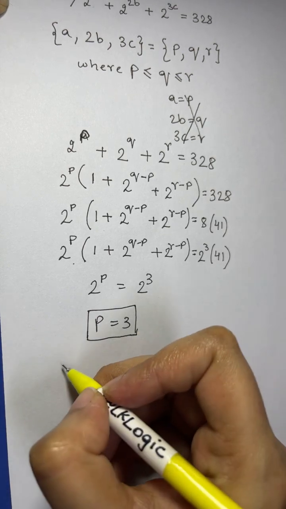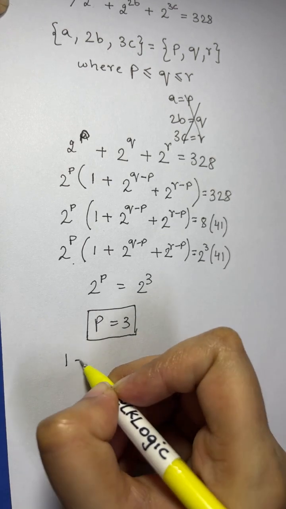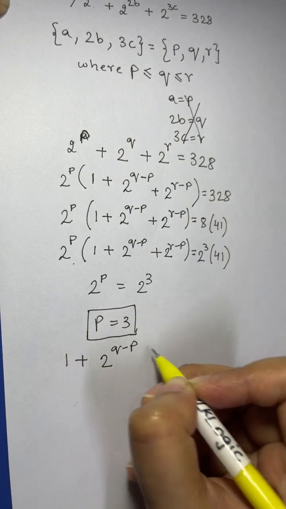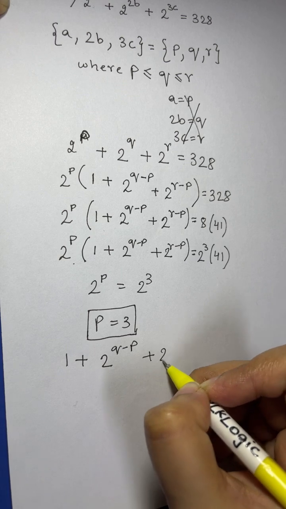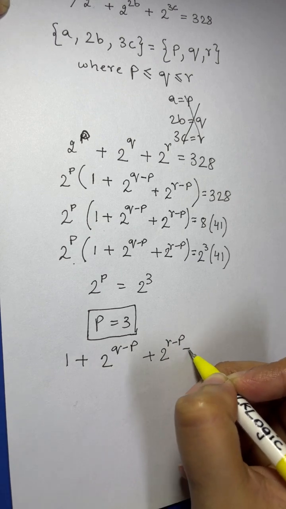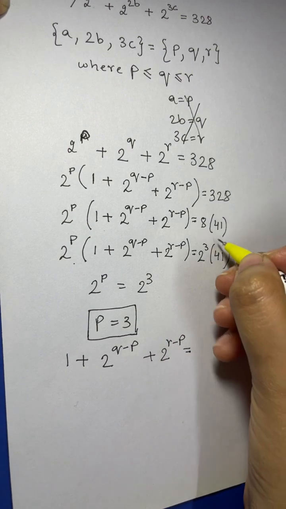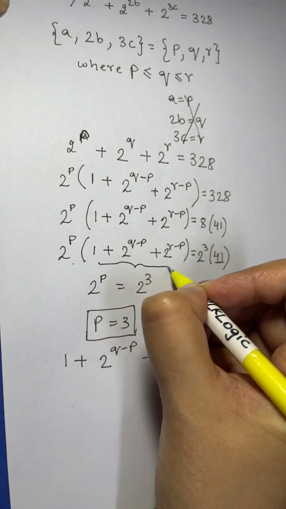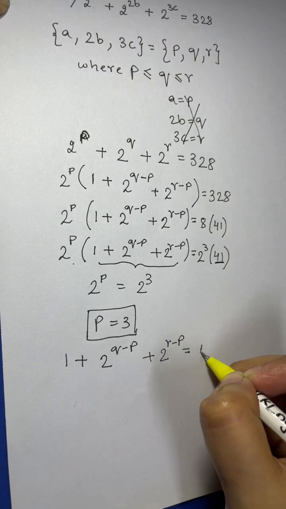Now we can write the same thing. We have 1 plus 2 to the power of q minus p plus 2 to the power of r minus p is equal to, now you can compare it with this one, this whole term is equal to 41.